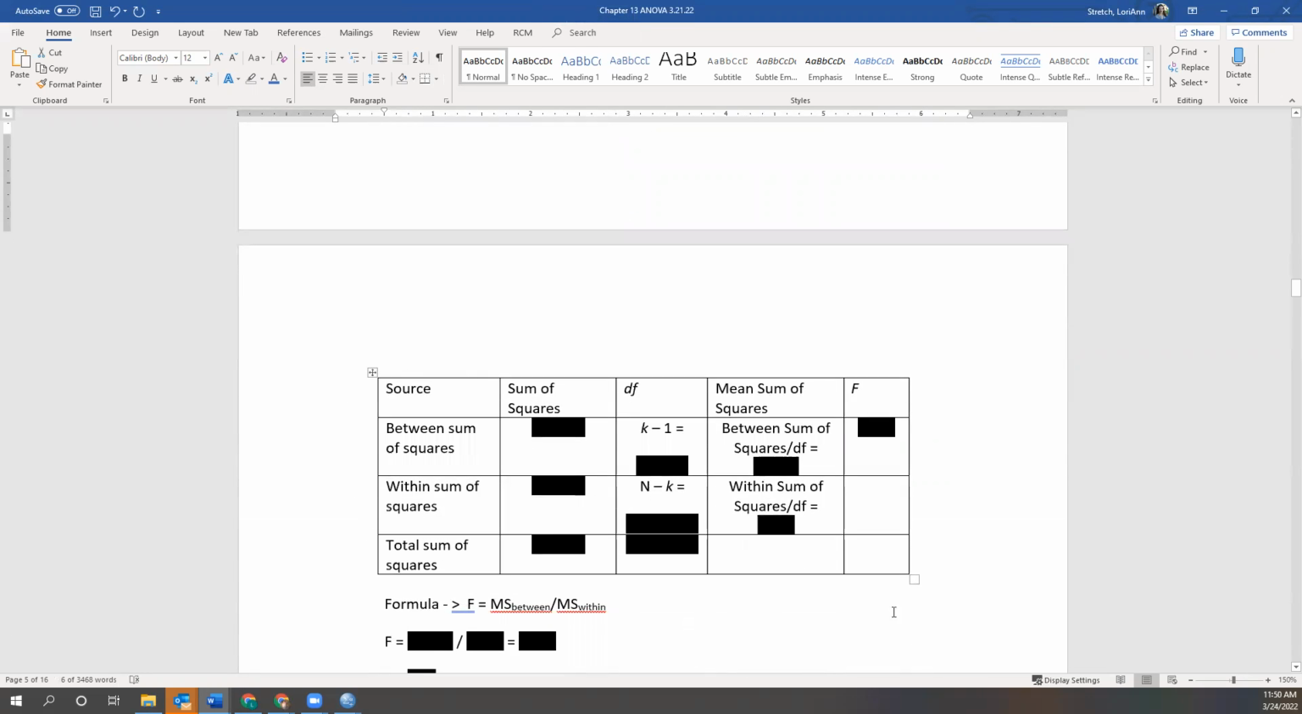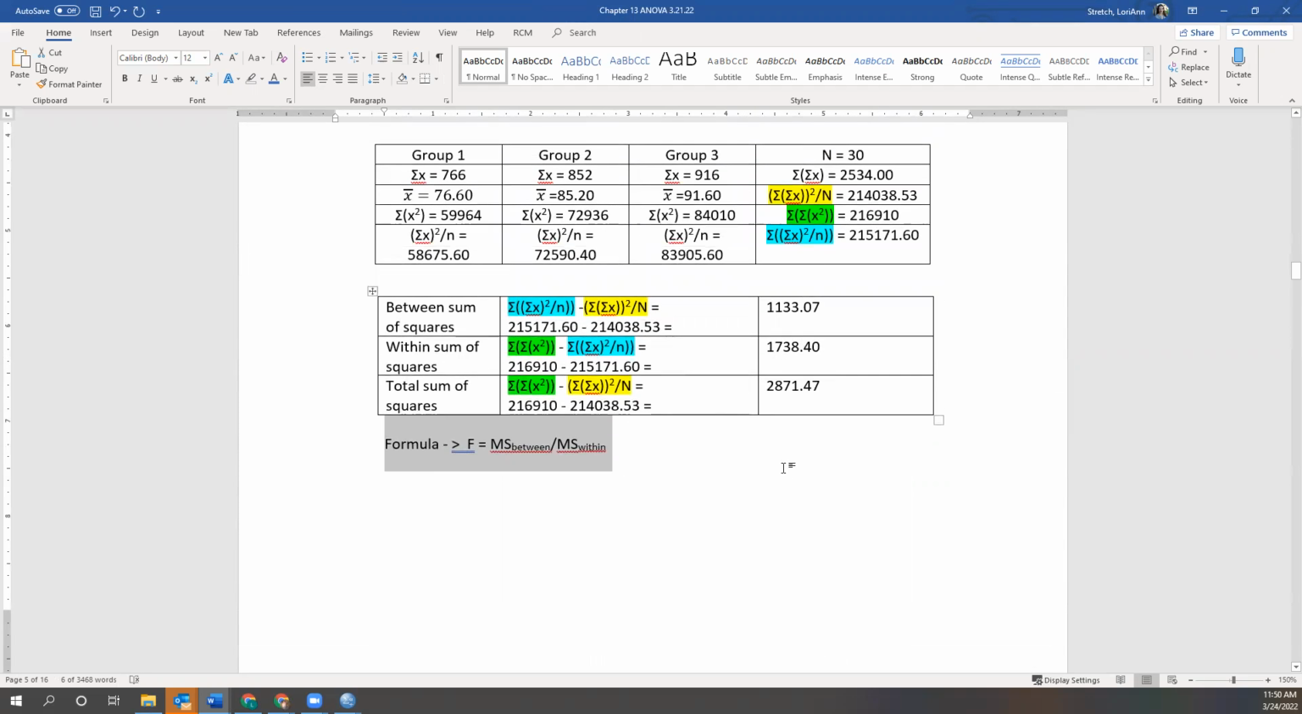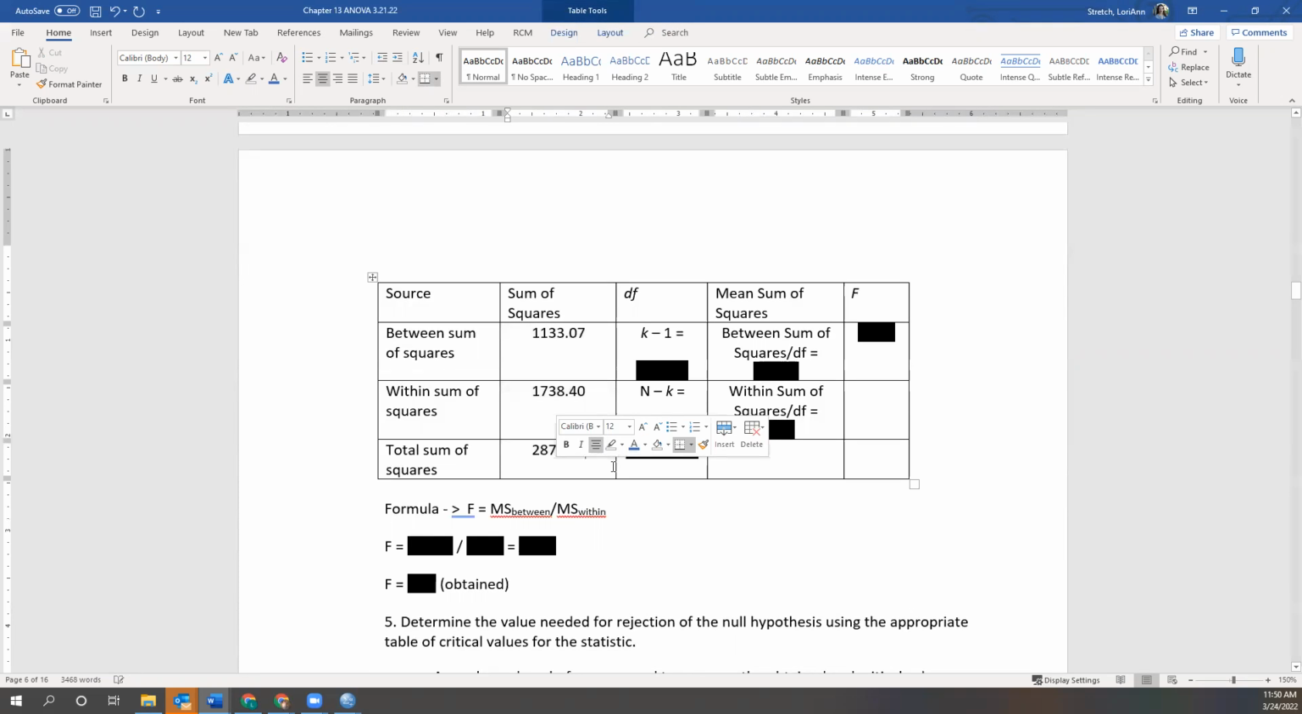So I've got this other chart that will help us. So I'm going to bring this information right here, these three numbers here. So I'm going to put those here. Now, K is the number of groups that I have, or observations. So in this particular situation, I have 3 groups.